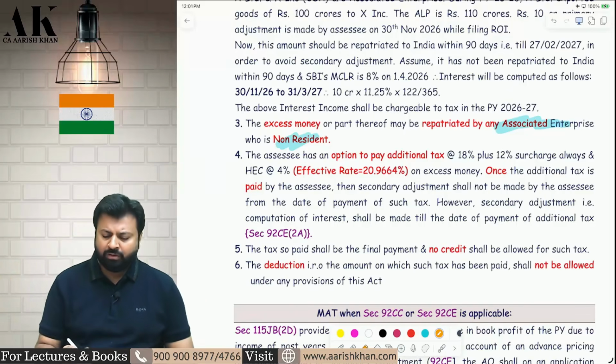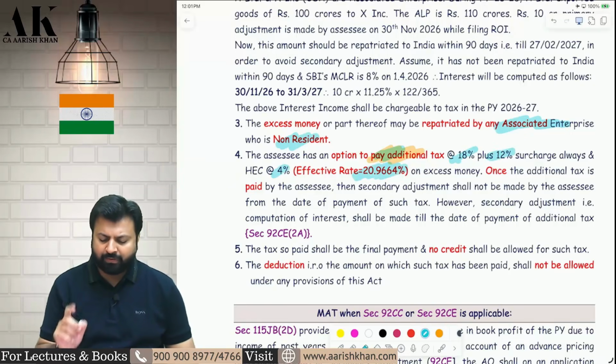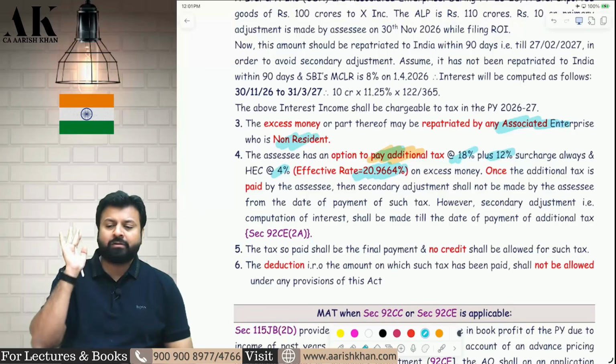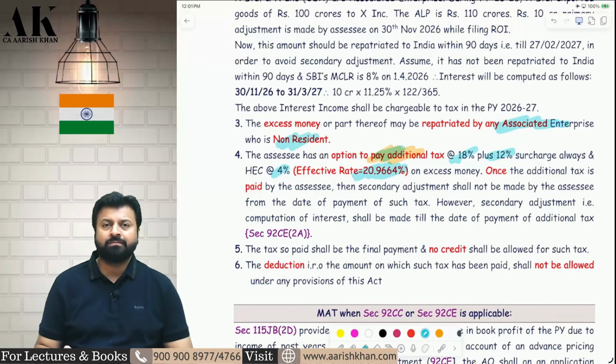There is only one way. You pay one-time additional tax. How much tax, sir? 18% tax, 12% surcharge, 4% cess, 20.9664%, one-time additional tax you pay. Once you pay this one-time additional tax, after that interest will not be charged. Till that date, interest will be charged 100%. Nobody is going to leave you.